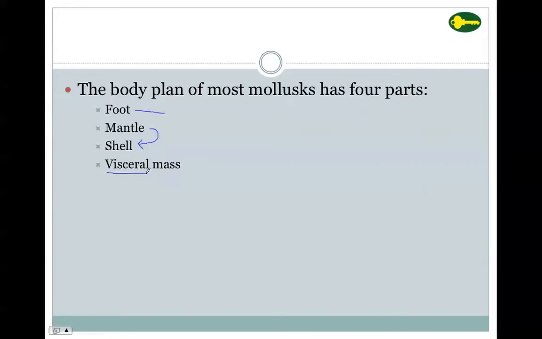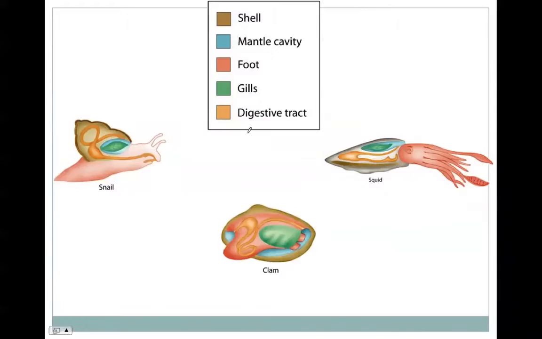Then we have the visceral mass, and the visceral mass is going to be just beneath the mantle, and it consists of all the internal organs for the mollusks. And so here we have a diagram. We have the snail, we have a clam, we have a squid, and here's the different color-coded parts according to the diagram. And so we can sort of go through here and match the colors. You can match the colors for each one to see each of the parts.